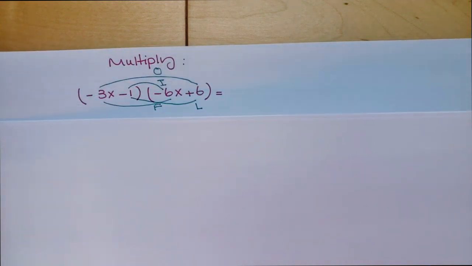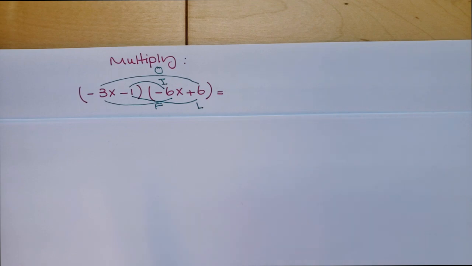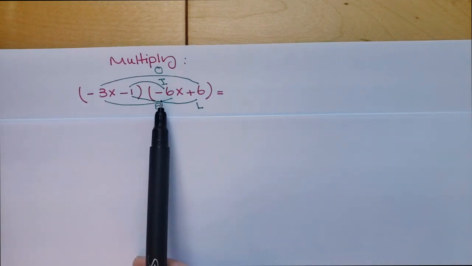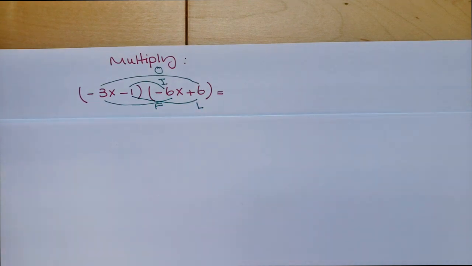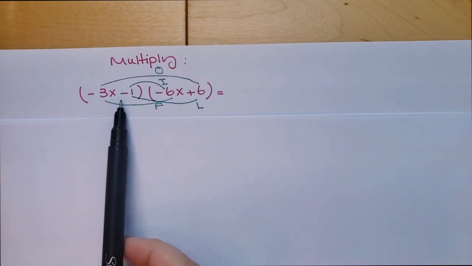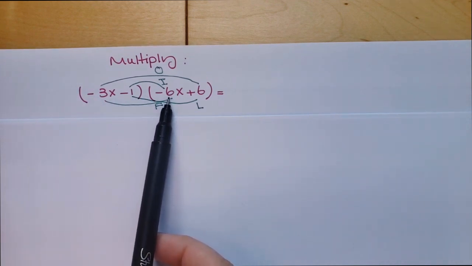In this video, which is specifically for beginners to algebra, we will be doing some multiplication of algebra expressions. So the first question is negative 3x minus 1, one bracket, the other bracket, negative 6x plus 6. So here we will follow the FOIL rule. Remember, F stands for the first, so it's the first term from the first bracket multiplied by the first term in the second bracket.